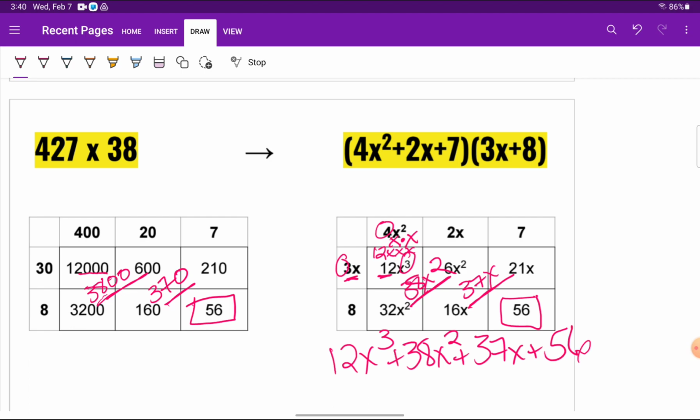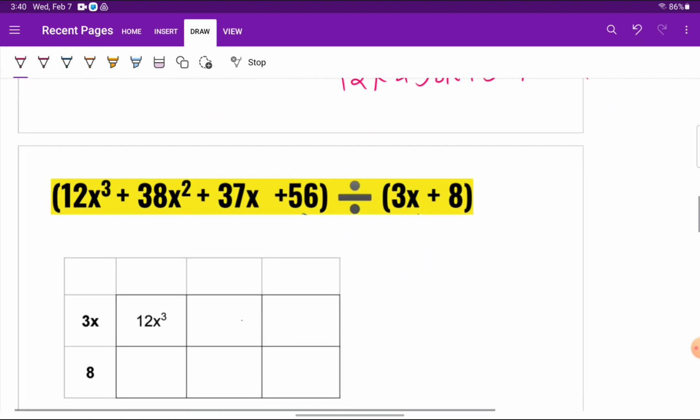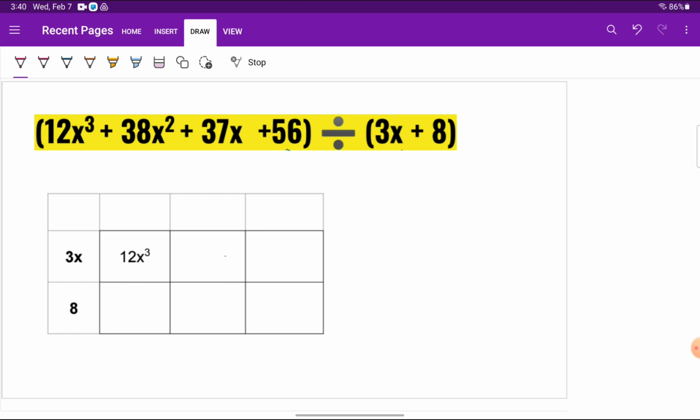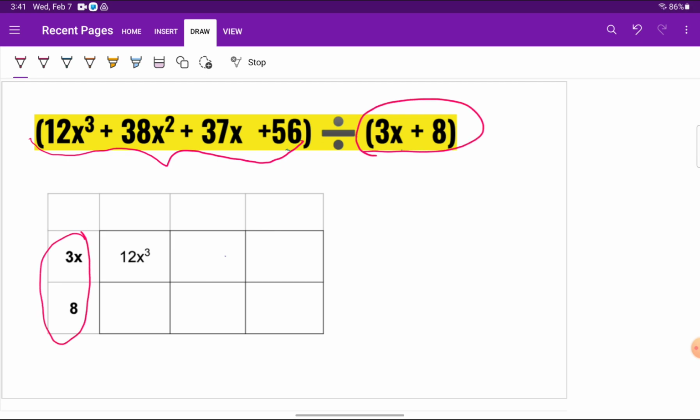Here's where it gets cool. This is the new part. We're going to undo that problem we just did. Okay, so we're going to set it up as division. 12x cubed plus 38x squared plus 37x plus 56 divided by 3x plus 8. So here's my 3x plus 8 over here. And I know that that 12x cubed had to come from this top left box. We're going to work backwards.